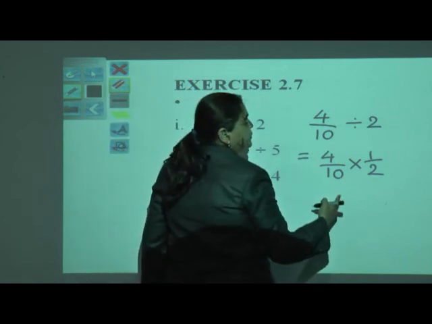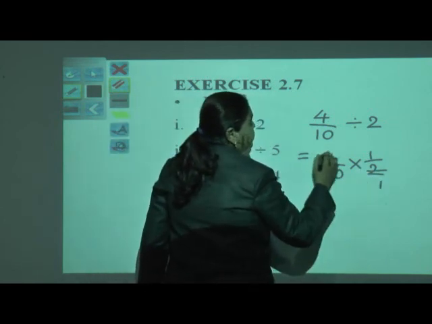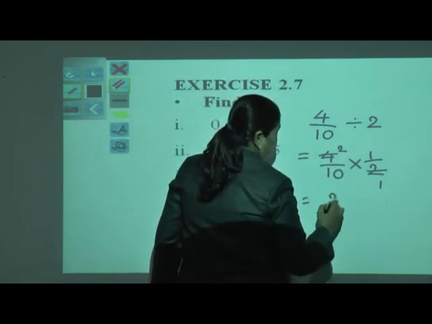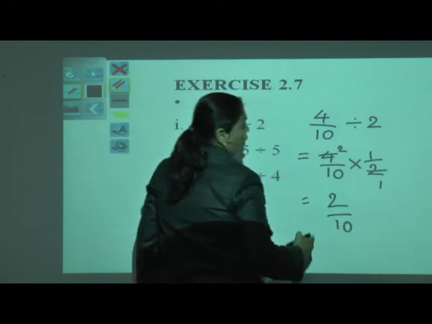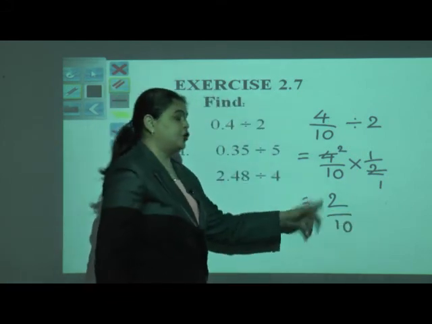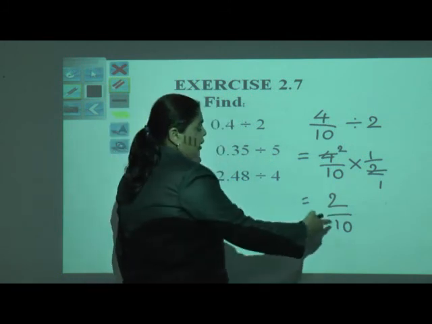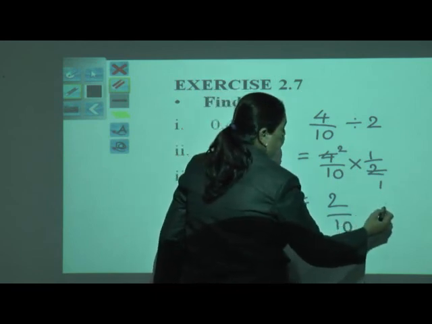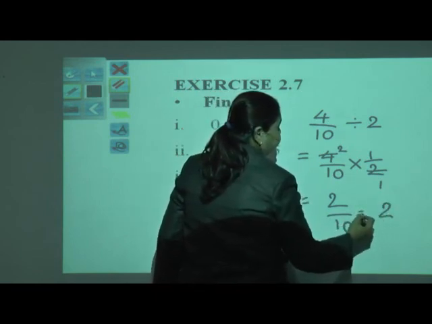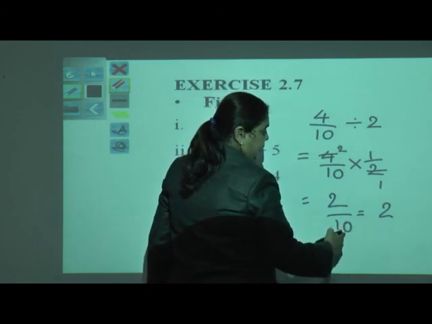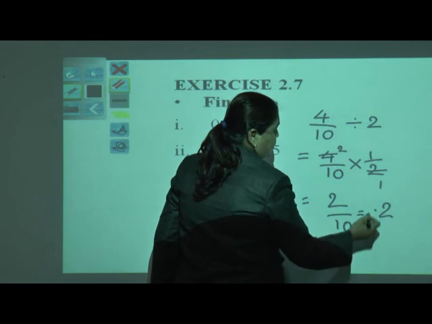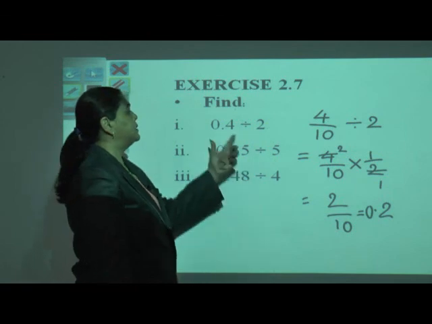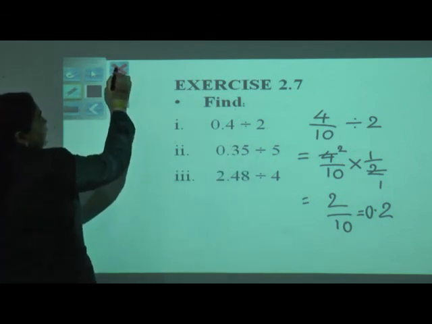Can we reduce? Yes. Here we can reduce: 2 ones are 2, 2 twos are 4. So what will this be? It is 2 upon 10. Can we write this fraction in decimal form? Yes, we can, because the denominator is 10, so we can write the number as it is. There is 1 zero in the 10, so leave this digit, give the decimal point, and write the 0 before. So 0.2 is the answer.